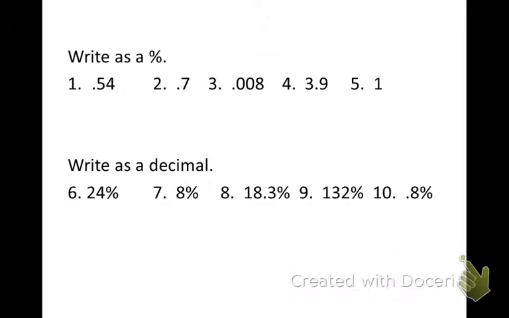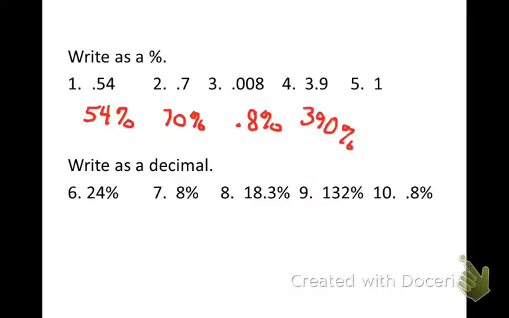So these ask us to write it as a percent, so please make sure you put your percent sign. So the rule says move the decimal 2 to the right, so if I do that, I'm going to get 54%. Here it's right here, so if I move it 2 to the right, I'm going to get 70%. Here when I move it over 2, it's going to be 0.8%. Here when I move it over 2, it's going to be 390%. And here, remember, it is at the back, so when I move it over 2, it's going to become 100%. So just move the decimal 2 to the right.